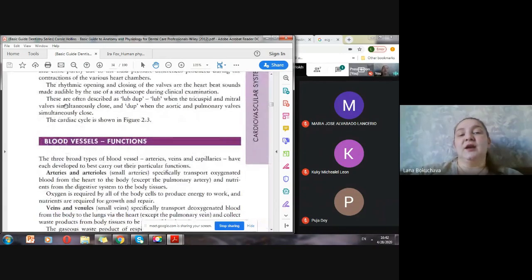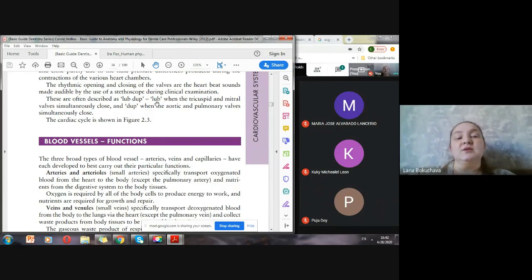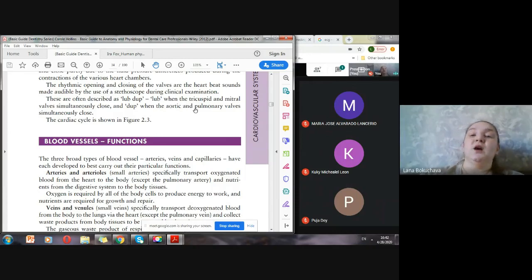They tell you that when we have the contractions of the atria and the blood is entering the ventricle, then the ventricles start to contract, and we have the closure of the atrioventricular valves. Then the blood enters the large blood vessels, and we have the closure of the semilunar valves. That's where we hear this lub dub. Lub is when the tricuspid and mitral valves, the atrioventricular valves, close together. Dub is when the aortic and pulmonary valves close simultaneously.